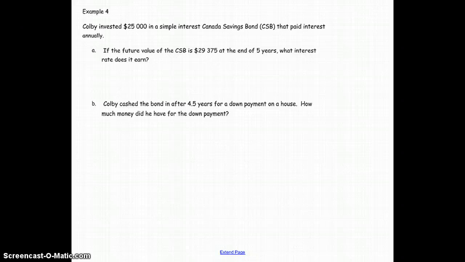So example 4, Colby invested $25,000 in a simple interest Canada savings bond that paid interest annually. The future value is $29,375 at the end of 5 years. What interest rate does it earn? So now we've got your principal, we've got your future value, we've got your time, and we need to figure out rate. So which formula are we going to use? Our interest formula or our future value formula? Our future value. So the formula is A equals P plus PRT.